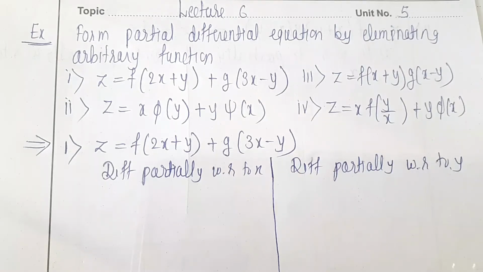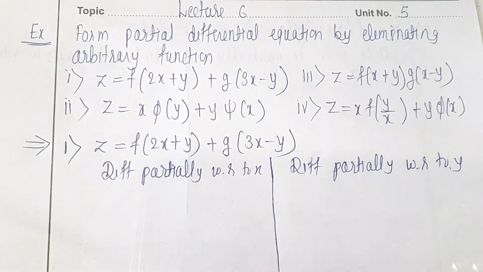Hello all, welcome to lecture number 6 of unit number 5. In the previous lecture we have seen questions on elimination of an arbitrary constant, but at that time we had only one arbitrary constant. Today we are going to see questions on elimination of two arbitrary constants.